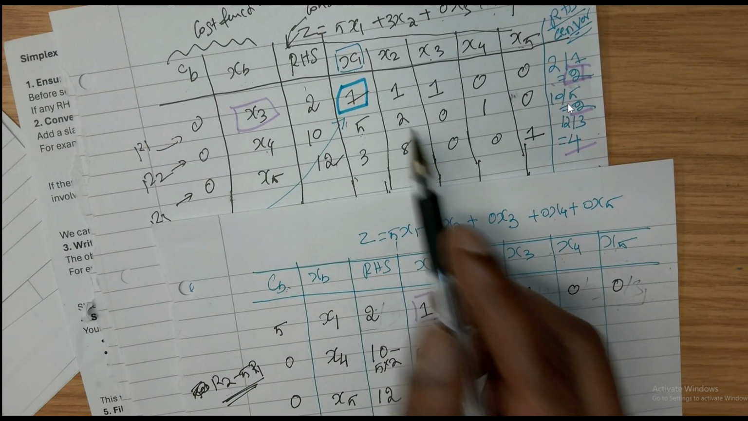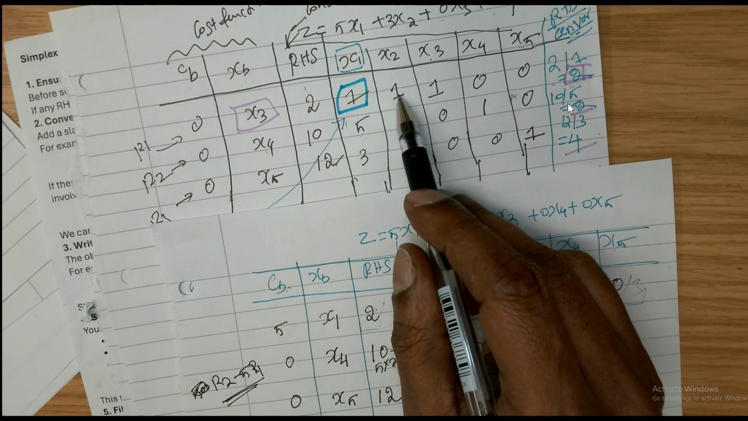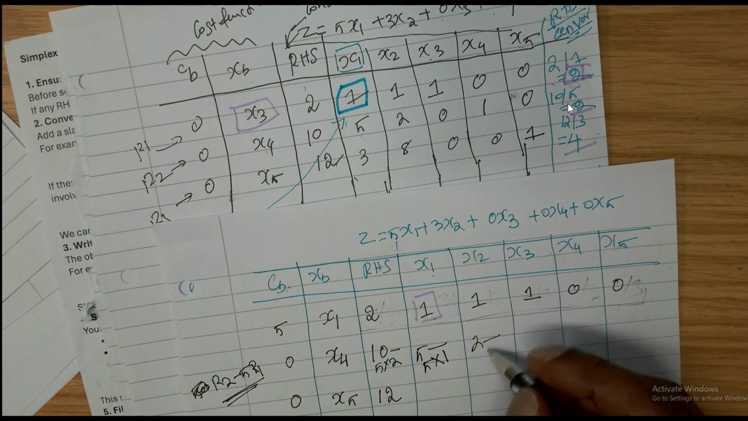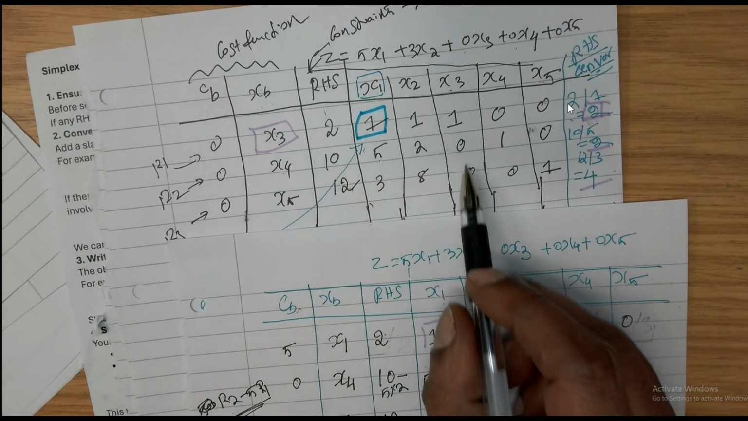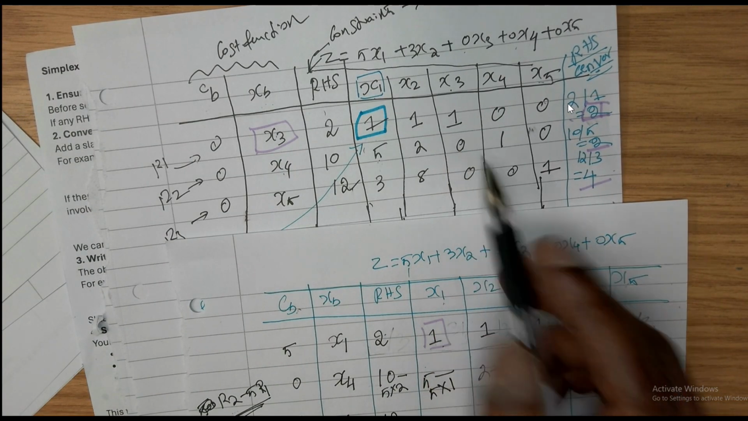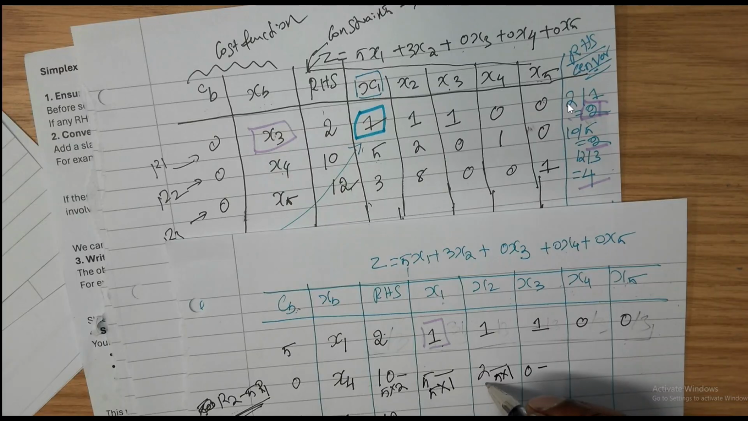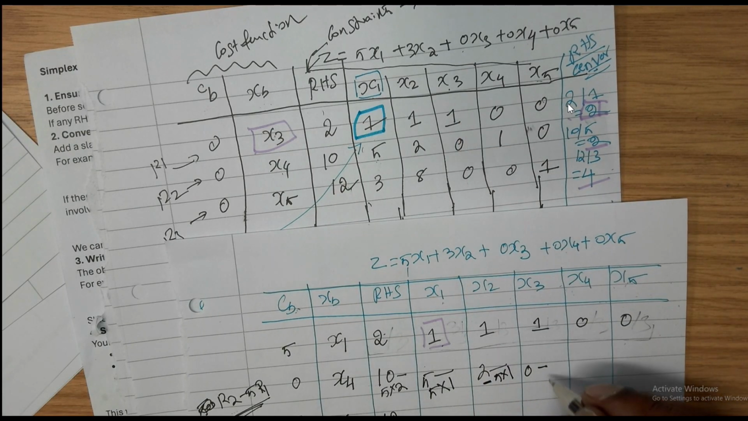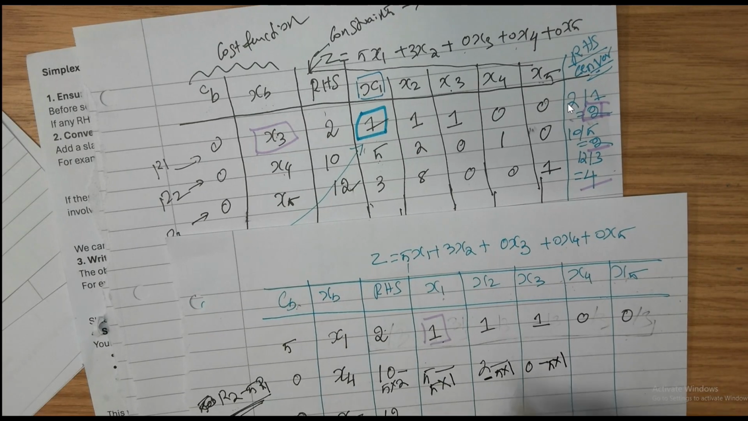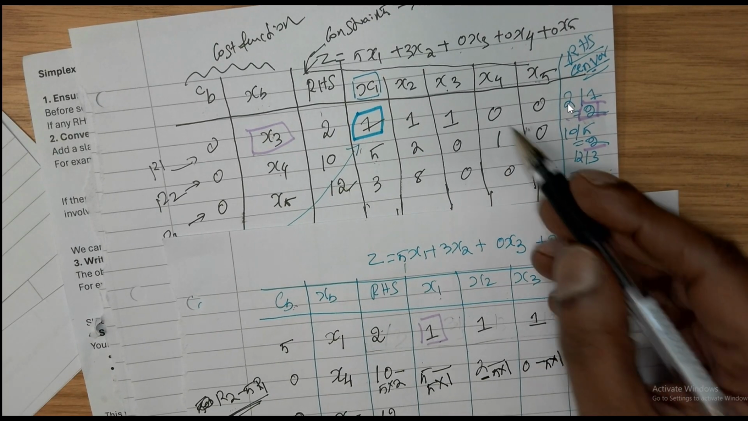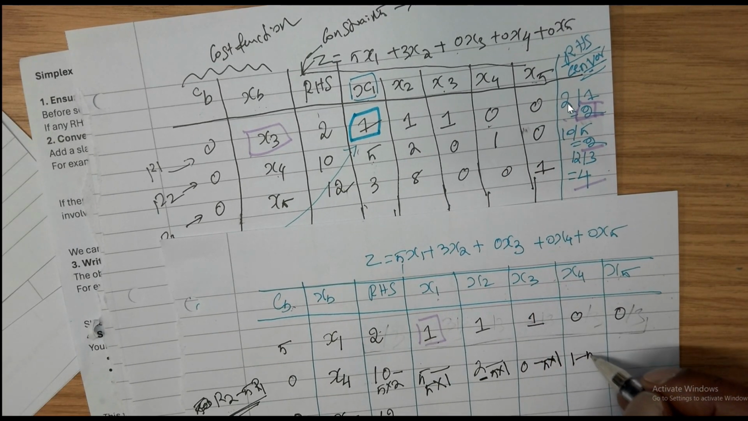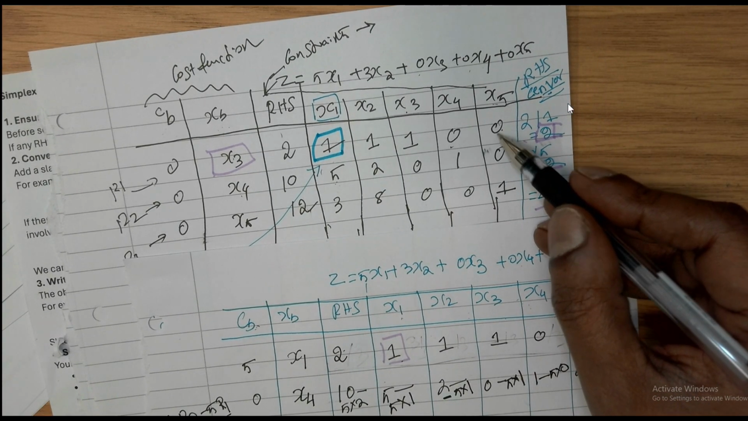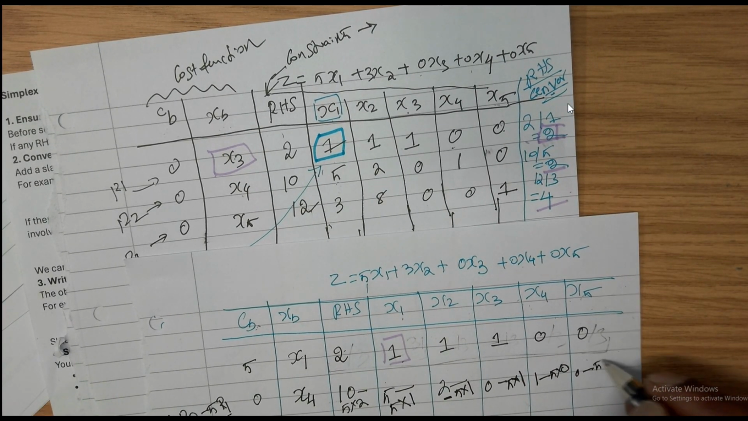And here is 2 minus, here you have 1. So minus 5 into 1. And here you have 0, x3, minus 5 into 1. And here you have 1 minus 5 into 0. And you have 0 minus 5 into 0 in the row 1.